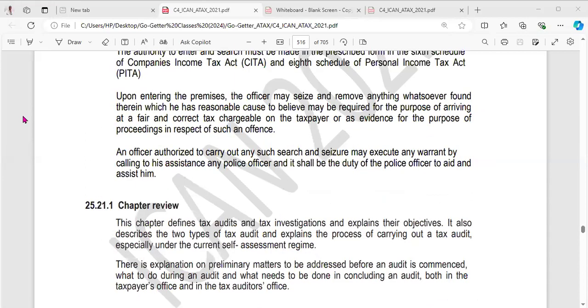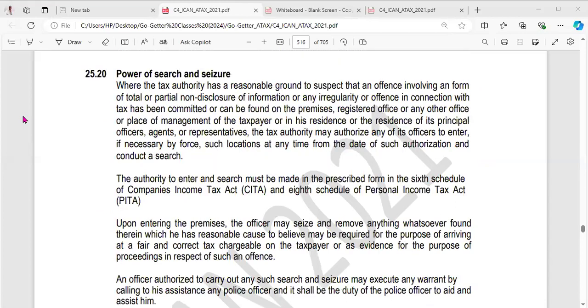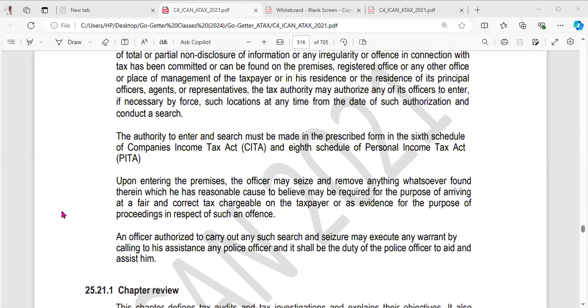In the power of search and seizure, where the tax authority has reasonable ground to suspect that an offence involving a total or partial non-disclosure of information, or any irregularity or offence in connection with tax has been committed or found on the premises, registered office or other places of management of the taxpayer, the tax authority may, if necessary, file an authorization to conduct a search of that premises. Upon entering the premises, the officer may seize, remove whatever is found there and that he believes may be required for the purpose of establishing wrongdoing or offence.